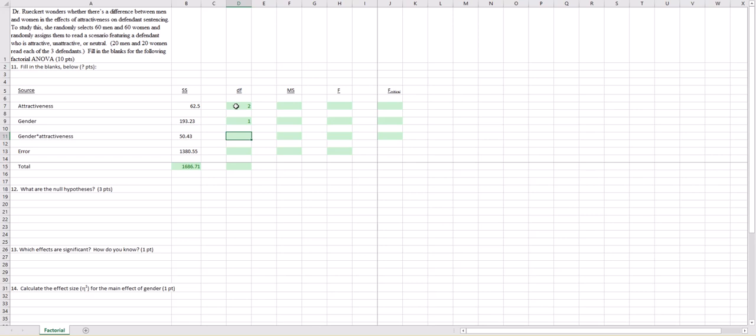Then to get this, we multiply the 2 groups together. We do attractiveness times gender, so we're going to end up with 2.